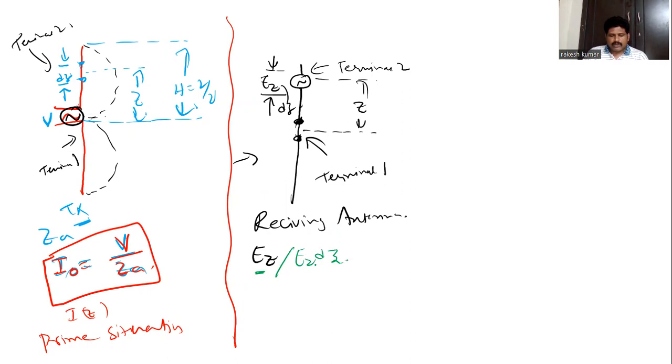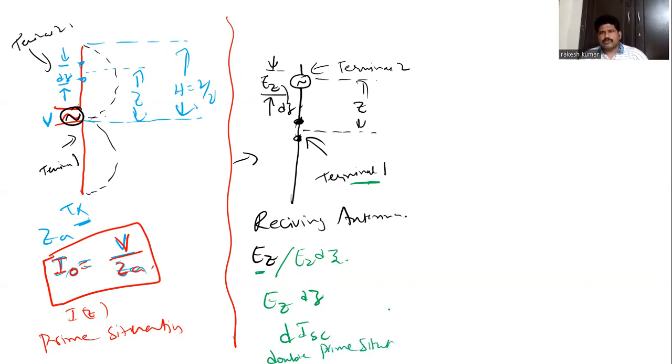As the induced voltage is independent of the current through the antenna, it can be indicated as an ideal generator of voltage E(z) dz in series. When the antenna terminals 1 are short circuited, the ideal generator produces dI_SC. This is called the double prime situation.